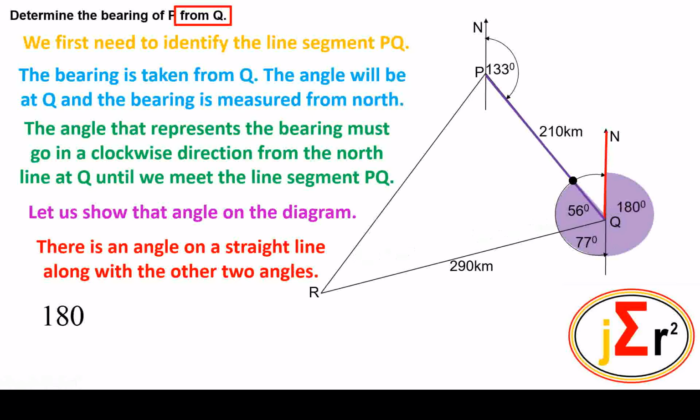So that angle is 180 degrees, and the bearing will be completed by those other two angles. The sum of those three angles is 313 degrees, and that represents the bearing of P as taken from Q.